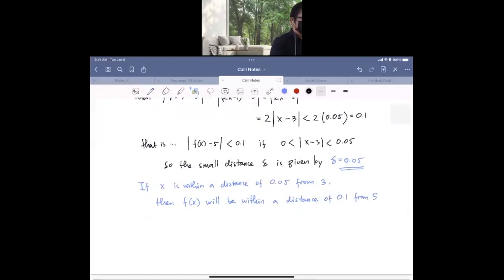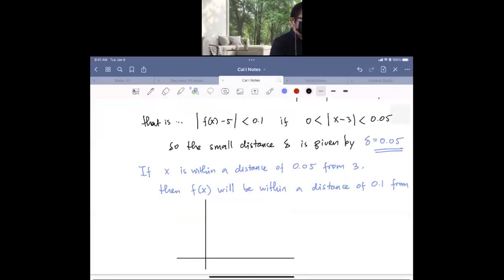So if we take some graphs to see, let's say we have 0. Let's say 3 is there, and 5 is here. Maybe let me make it smaller to make it easy. 3 is here, 5 is here. Okay, that's our graph. Well, I think it should be around here.